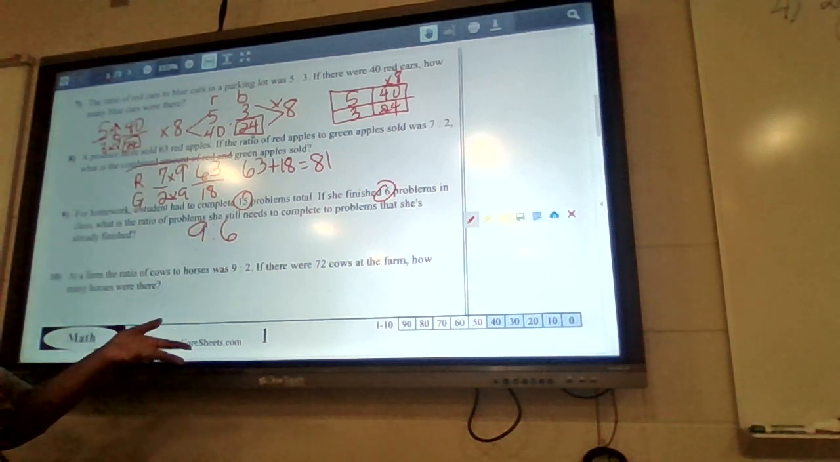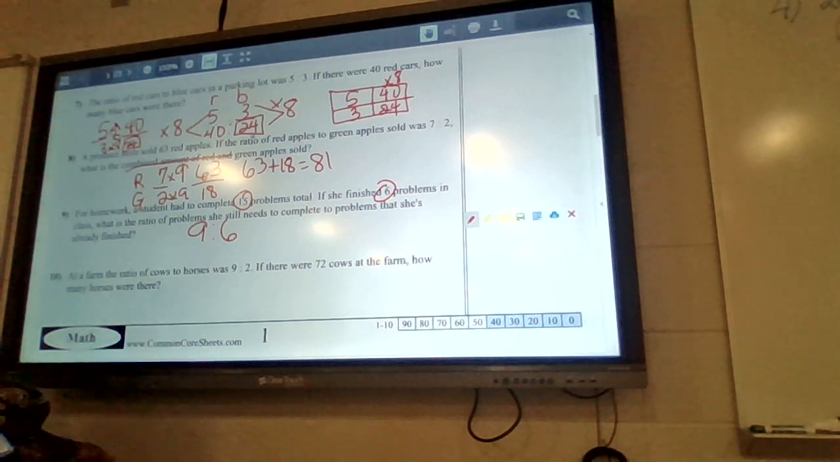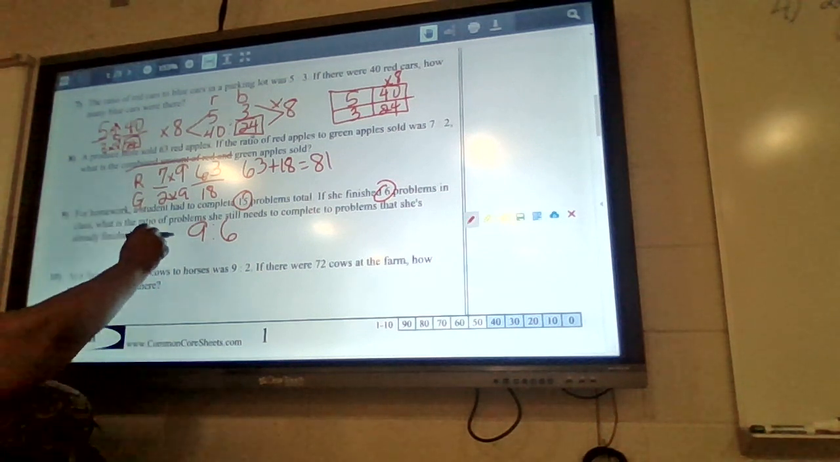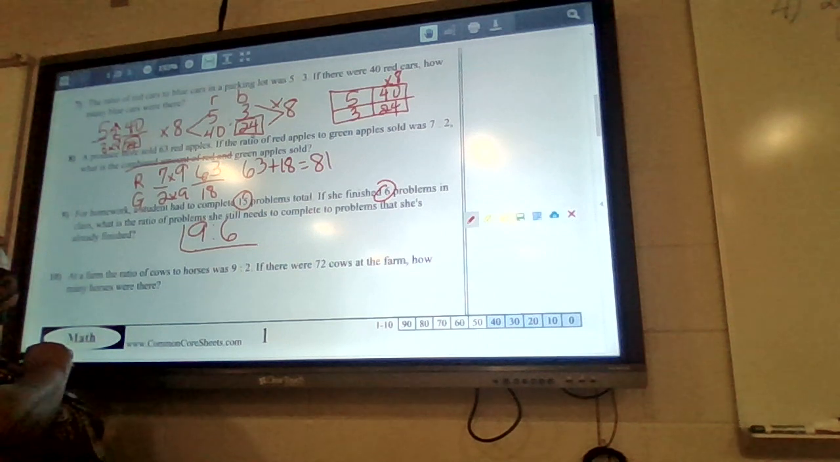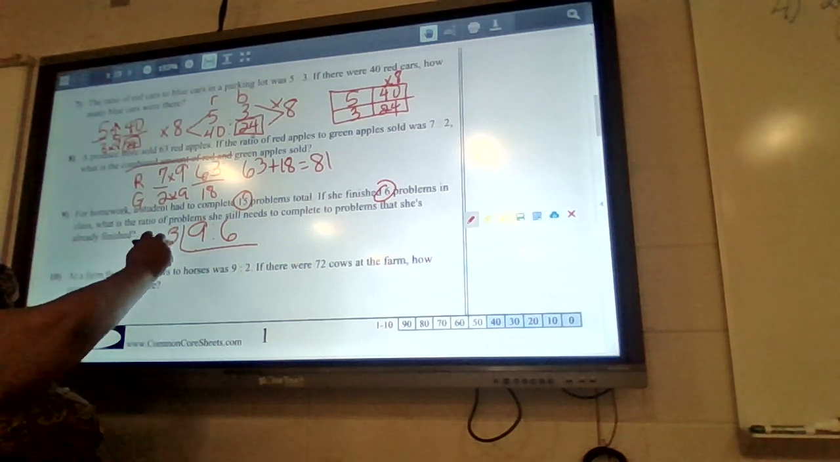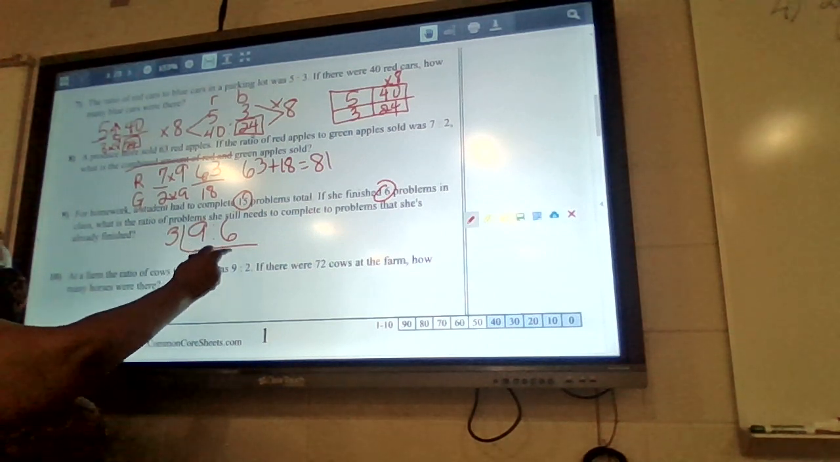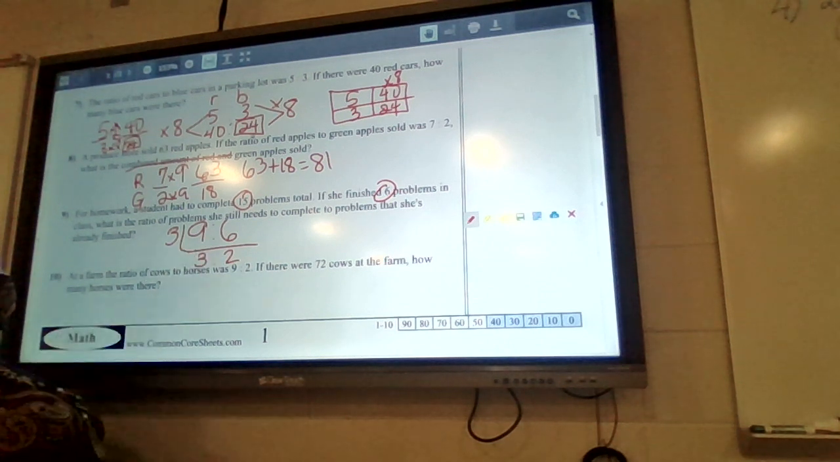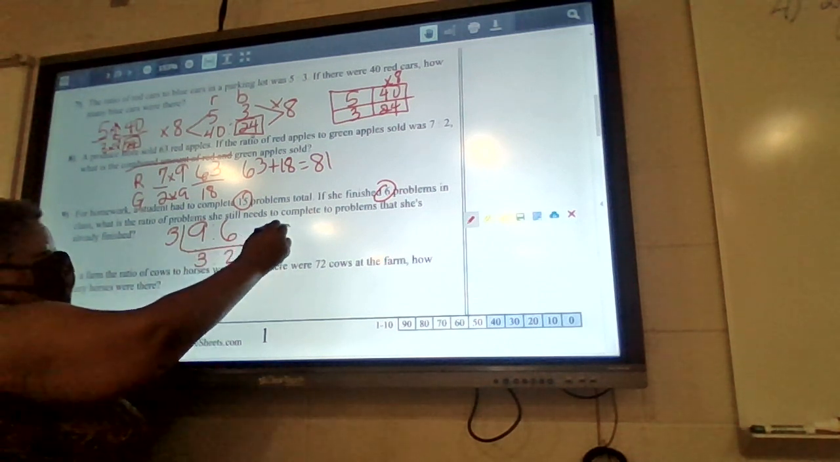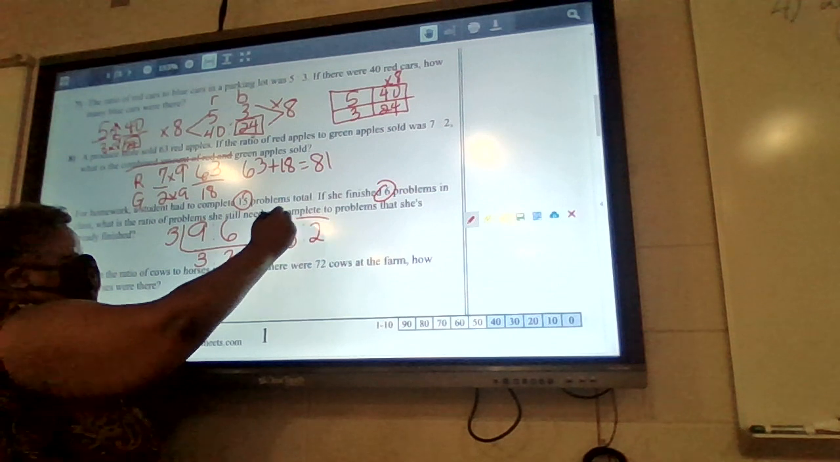And then we have to simplify this. Let's go ahead and simplify. 3 goes into both of these. 3 goes into 9 3 times. 3 goes into 6 2 times. So my answer is 3 to 2.